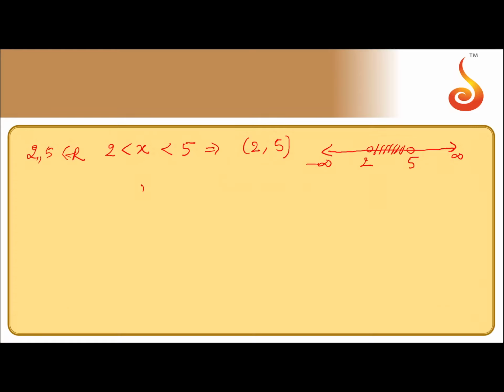Whereas if you consider the set of all numbers between 2, 5 including the endpoints, then this set is denoted by the closed interval [2, 5], written within the square bracket like this, and that can be represented on the number line between 2, 5 including all the points between 2, 5 like this.